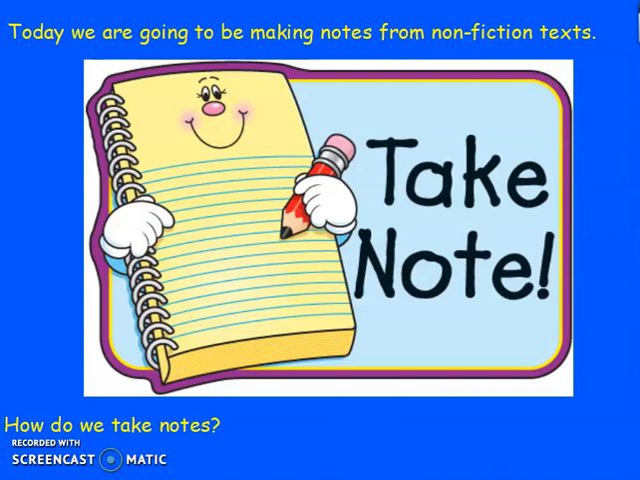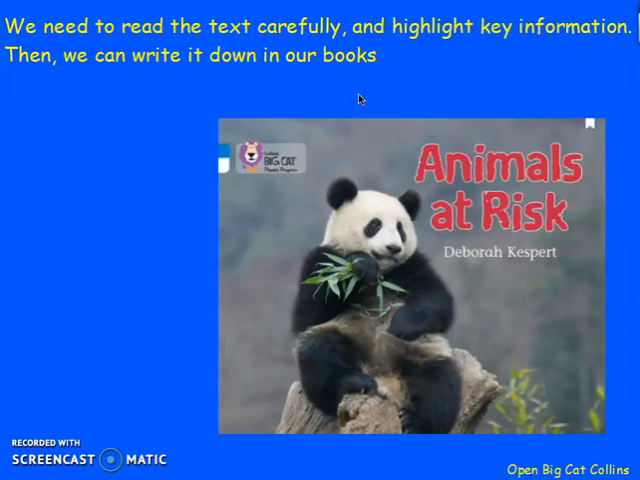So pause the video so you can have a think. How do we take notes? How do we do it? To take notes, we need to read through carefully and highlight the key parts of the text, don't we? So, what you're going to need to do is go onto your Big Cat Collins. Log in, and in your library there should be some non-fiction books about animals. There'll be one called Animals at Risk, one called Animal Ancestors. I can't remember the other one, I'll show you in a second. You're going to open your Big Cat Collins and I'll show you what to do.